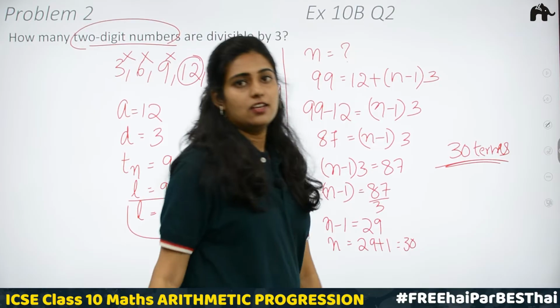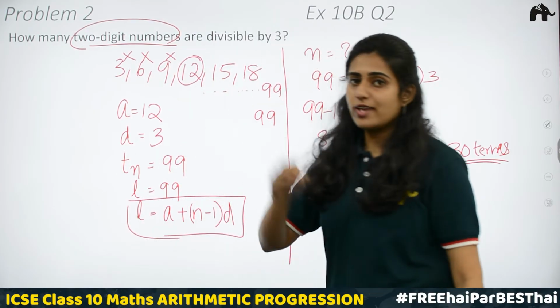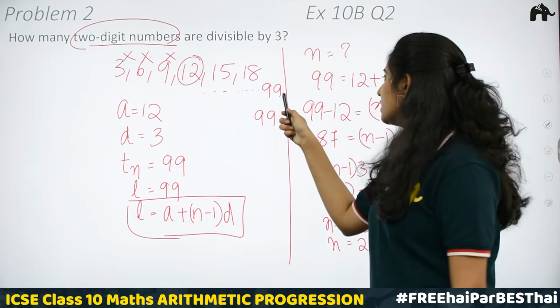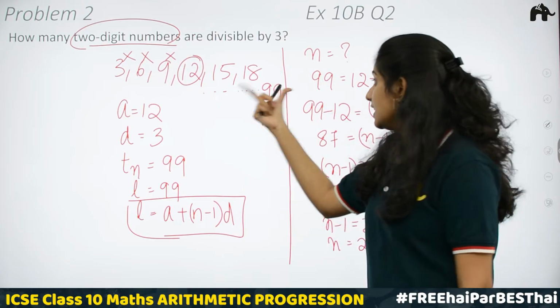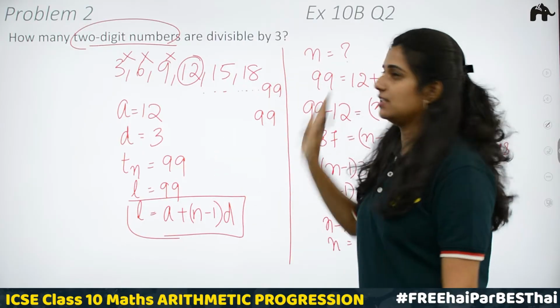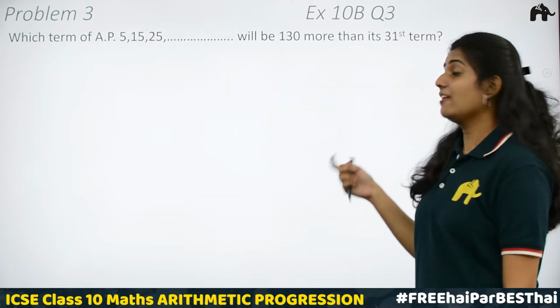30 terms. We start with 12, 15, 18, etc. There will be 30 terms to reach 99. All these numbers are 2-digit numbers and divisible by 3. Got it? Here we have the next problem.